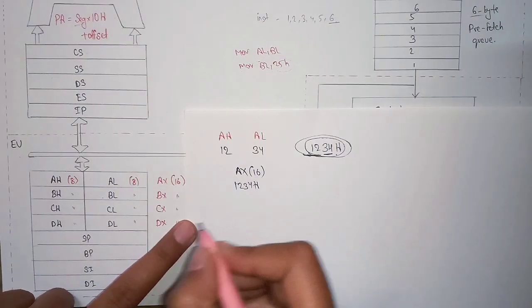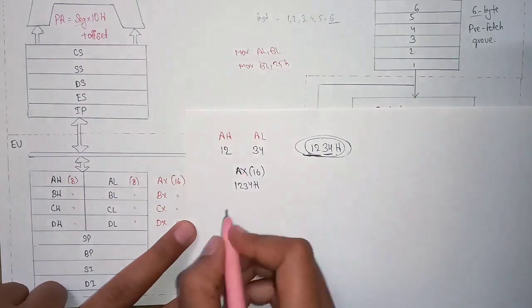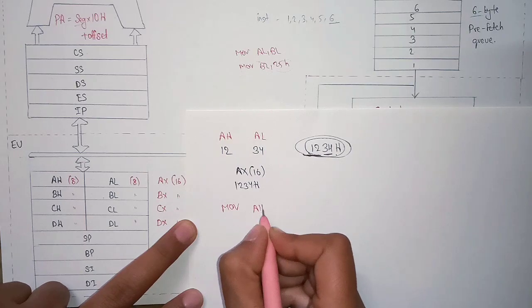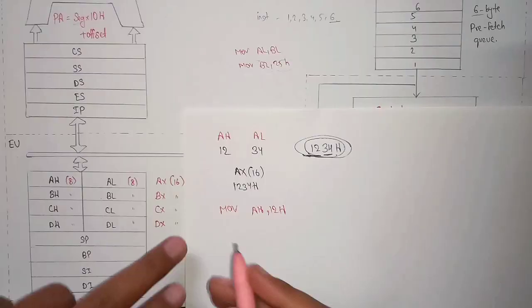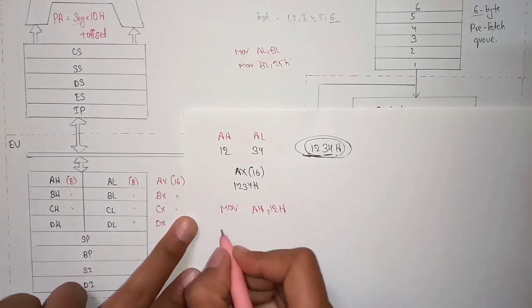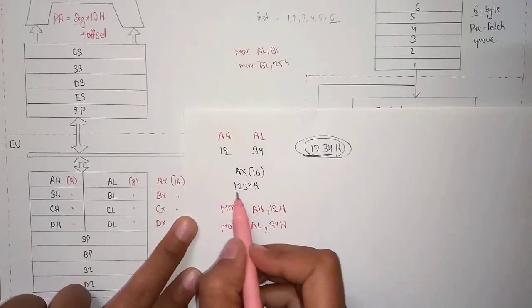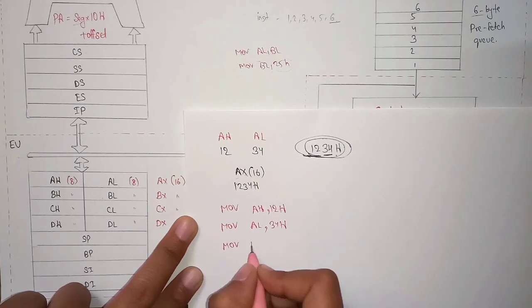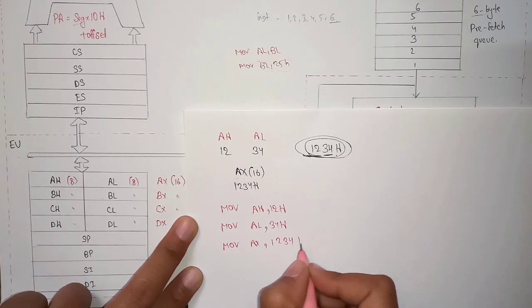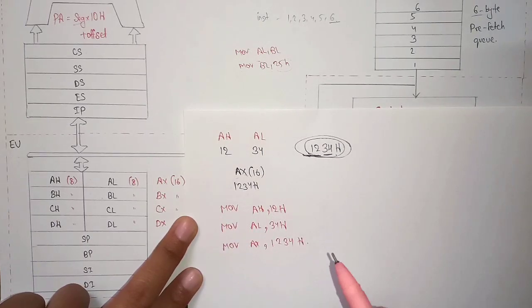So how can we write the assembly language for that? To store 12 in AH, we will write MOV AH, 12H, and to store the next byte, that is 34, we will write MOV AL, 34H. And now to store the entire number into AX, we can write MOV AX, 1234H. So this is the assembly language which is used to store this number in the registers.